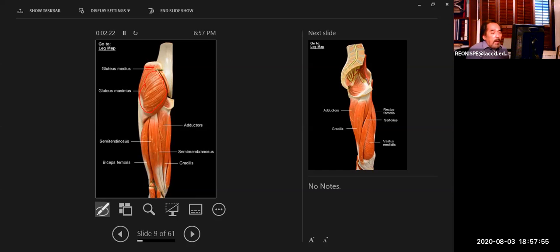Okay, now I have my two curtains. This one goes to the lateral side. This one goes to the medial side. So this is going to be my biceps femoris. And the two muscles that you see here, one below the other one. Okay. Semitendinosus is above, semimembranosus is below. Okay, and then all the muscles you see here are adductors.